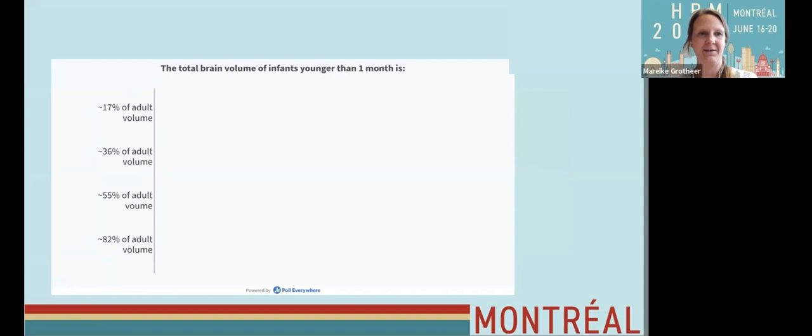So this leads me to my next quiz question, which is, the total brain volume of infants younger than 1 month is about 70% of adult volume, 36% of adult volume, 55% of adult volume, or 82% of adult volume? The correct answer here is 36% of adult volume, which I hope emphasizes how small infant brains really are.